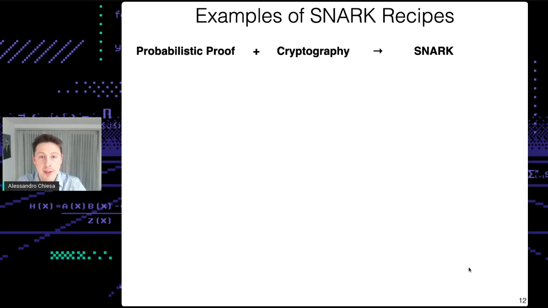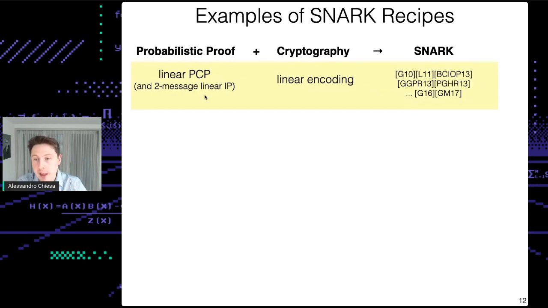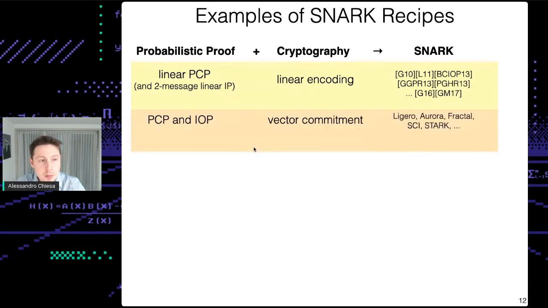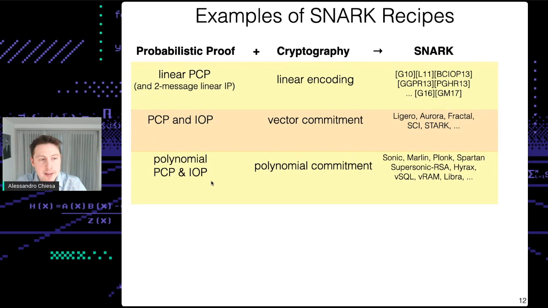Okay, so all SNARK recipes out there, or almost all, combine cryptography with some type of probabilistic proof, and the subsequent talks will dig into some of these. Some of the earliest practical ways of doing that was a linear PCP together with a linear encoding. More recently, people have studied combining, theoretically PCPs, of course, but practically IOPs with something called vector commitments, or sort of hash functions. And also a relaxation of IOPs and PCPs known as polynomial PCPs and IOPs that combine it with polynomial commitments.